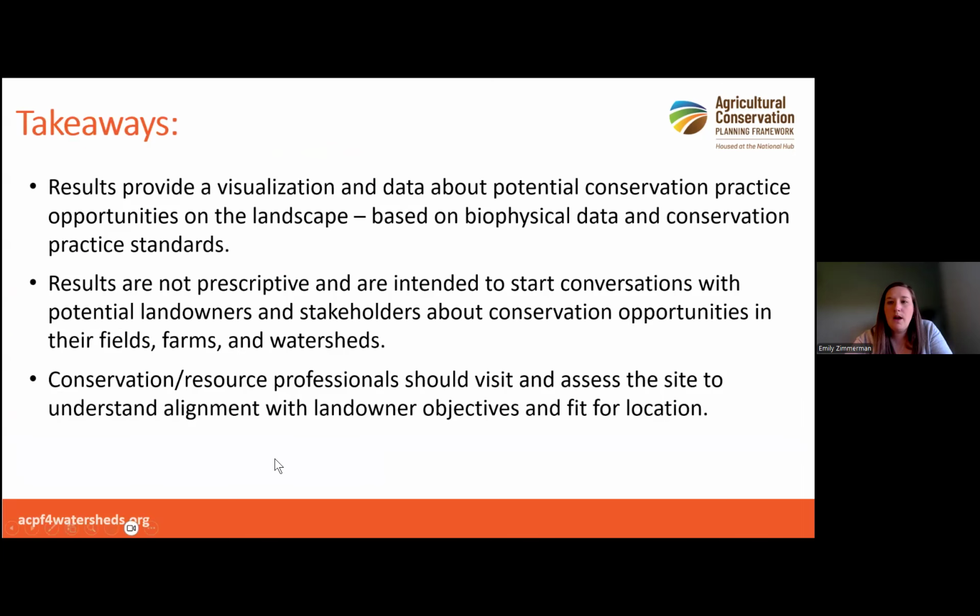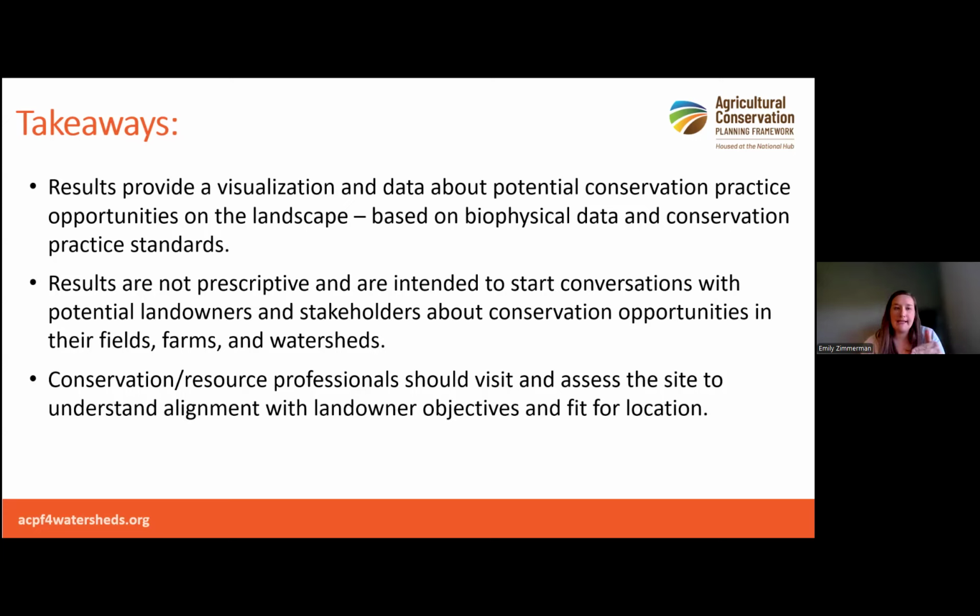All right, so in terms of takeaways for steps 4, 5, and 6, the thing I really want to emphasize is that the outputs from the process provide both a visualization of where the practices might be and also a wealth of tabular data about those practices. Like I showed with the wetland information, you can see where those wetlands are in the landscape, but you can also understand things like pool storage or variable storage from those particular practices.